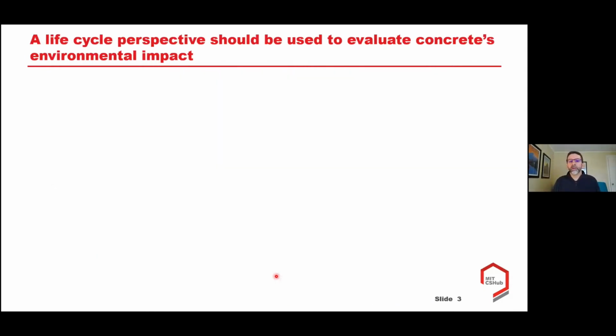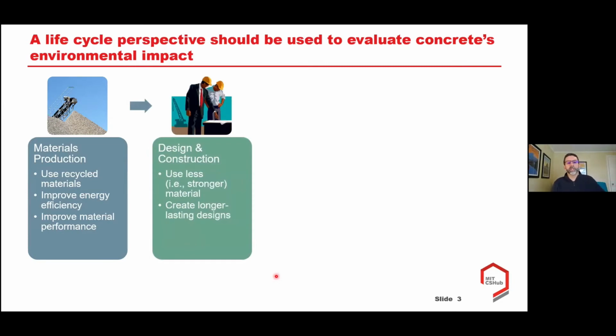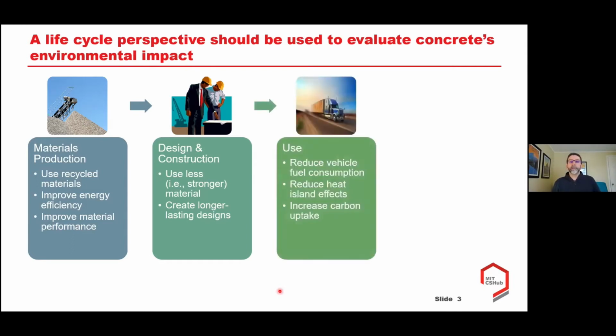And the reason that it's important is because there are many different opportunities to lower environmental impacts when you're using concrete. In materials production, anything you can do to use recycled content or improve energy efficiency associated with production or improve material performance could help. In design and construction, anything to use less material or create longer lasting designs could really help. In the use phase, I'll talk about how the way we design and maintain pavements affects fuel consumption. The reflectivity of pavements can affect the urban heat island effect. And also concrete pavements can absorb carbon dioxide. So all of those are important factors.